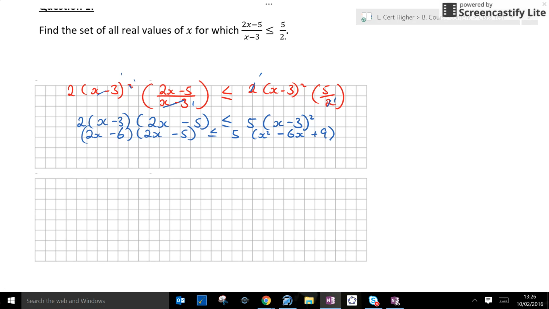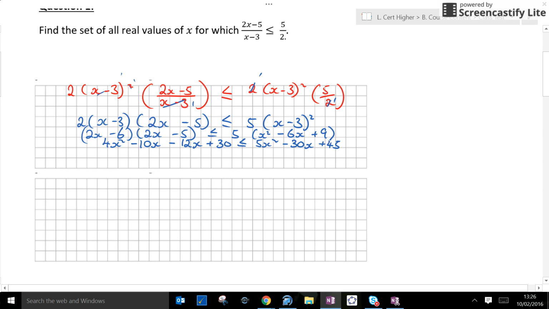Well, 2x by 2x is 4x squared. 2x by minus 5 is minus 10x. Minus 6 by 2x is minus 12x. Negative 6 by negative 5 is positive 30. Less than or equal to 5 by x squared, well that's 5x squared. 5 by minus 6x is minus 30x. And 5 by 9 is 45.